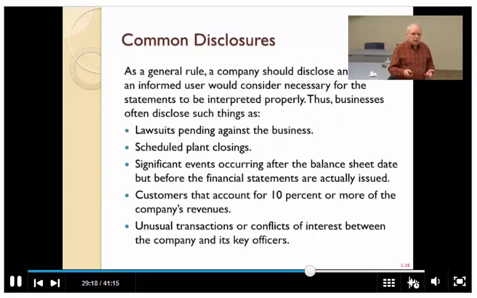Another type of disclosure: if I'm involved in a lawsuit and I may end up being liable to pay an amount, it just hasn't settled yet, I have to disclose that. I might show an item on my income statement about a discontinued activity, so I want to explain to the reader what that discontinued activity is.